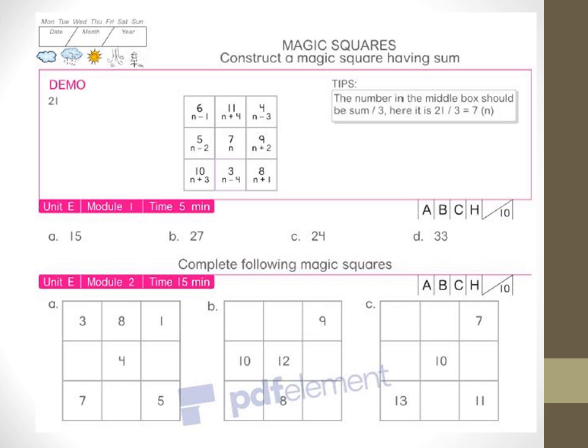Now concentrate on module 2. Complete the following magic squares. Now here we are already given some of the numbers. Look at number B. The center number is 12. That means it is a magic square of which number? 12 into 3, 36. So number B is a magic square of sum 36. That is why 36 divided by 3, 12 is in the middle. So if on the left hand side it is 10, that means 12 minus 2, then on the right hand side it will be 12 plus 2, that will be 14.